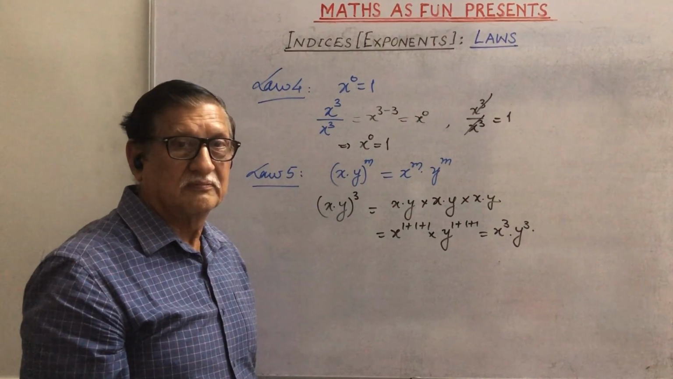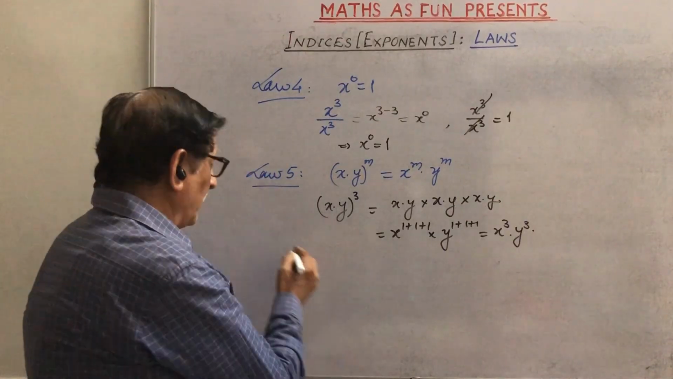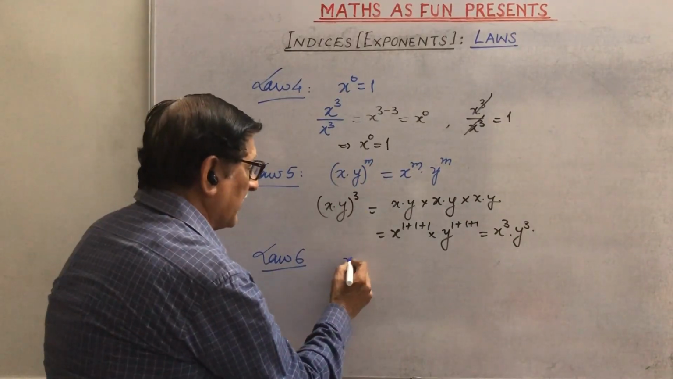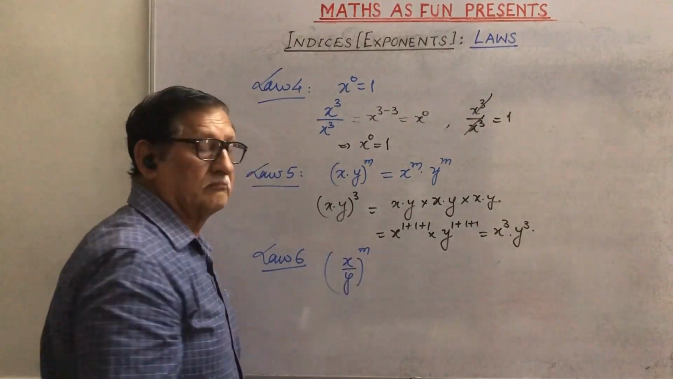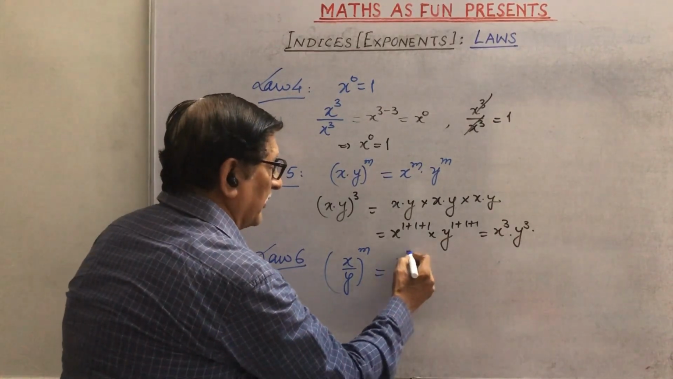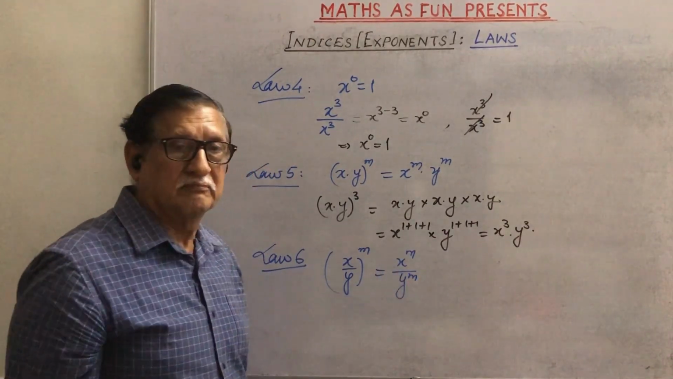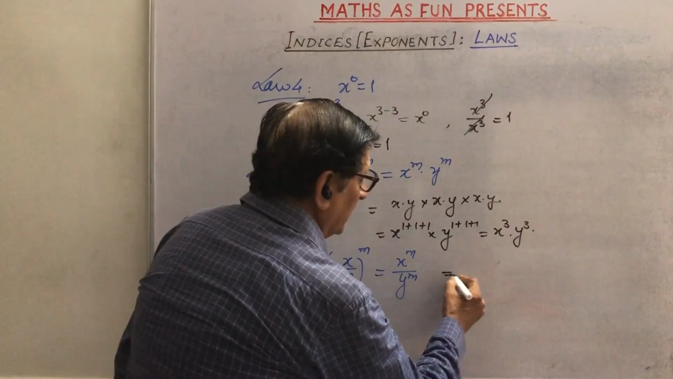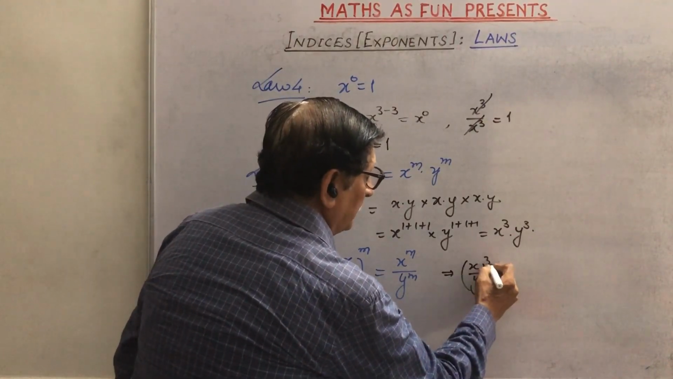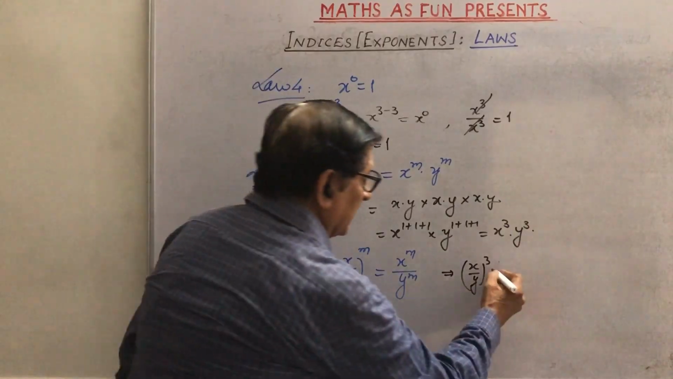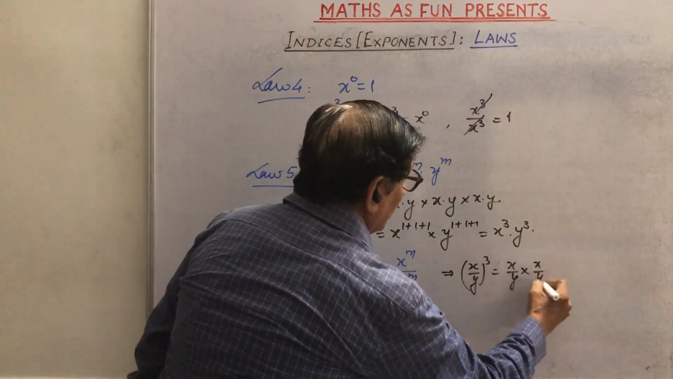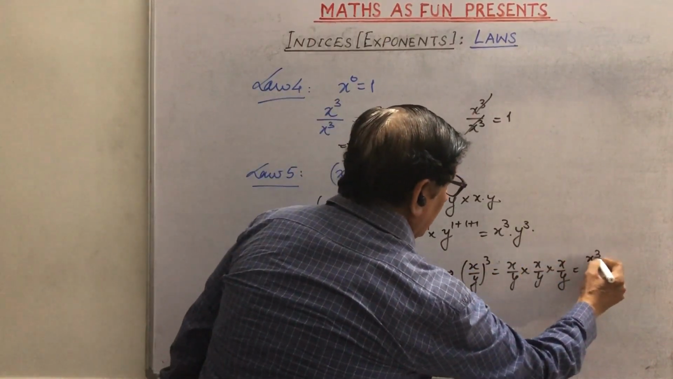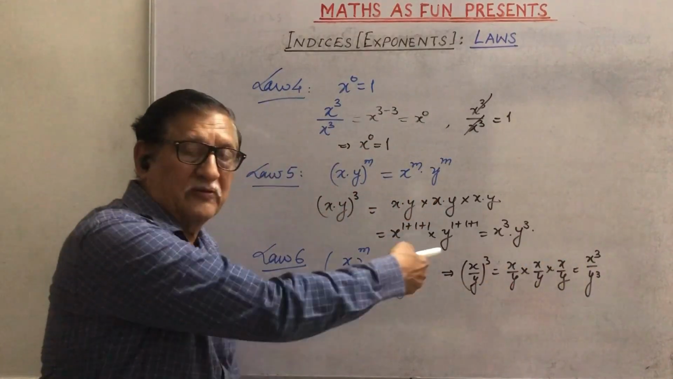Now the next law, law 6, is if we have x upon y whole power m, that will be x power m upon y power m. Here also we can understand the same way. Suppose we take one example, x upon y whole cube will be x upon y into x upon y into x upon y. Or we can say this is x cube upon y cube, adding the powers.